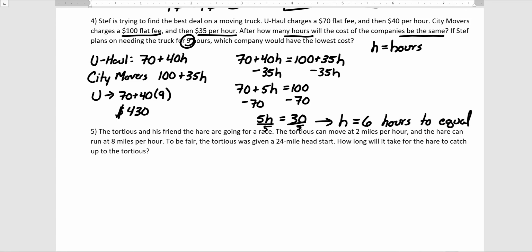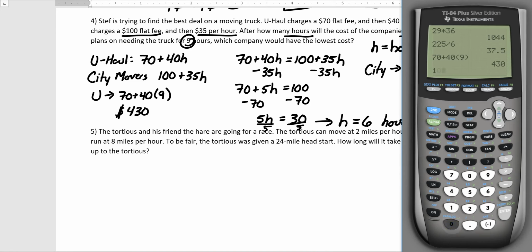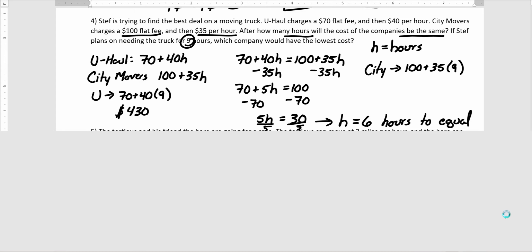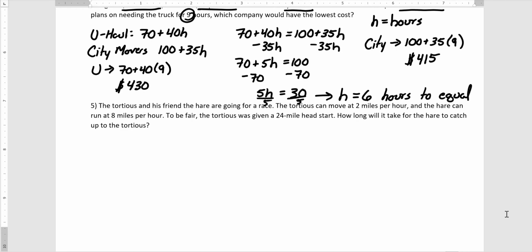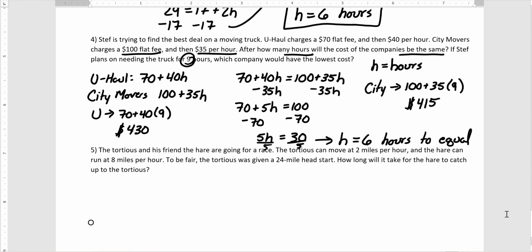Now City Movers would be 100 plus 35 times 9. So let's try that one on a calculator. 100 plus 35 times 9. That one's 415. Oh, goodness, excuse me. That one is just $415. So, which one's cheaper for 9 hours? City Movers is cheaper.